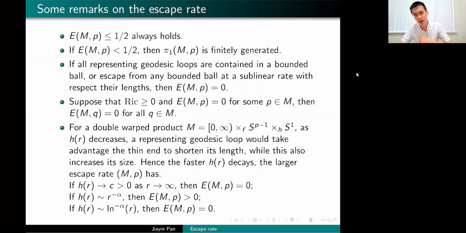The next comment is about how escape rate is related to the warping functions if we consider a double warped product. Here we consider warping a circle, but in general you can warp other things. We have seen the picture before.